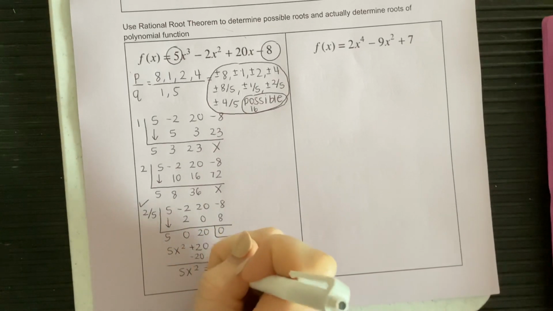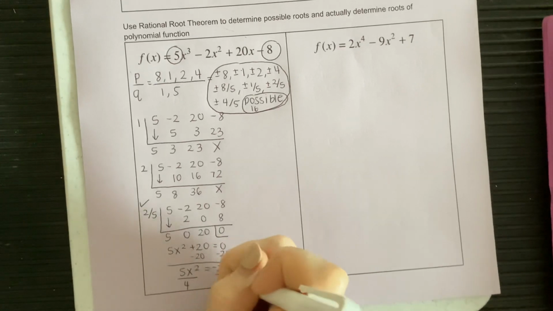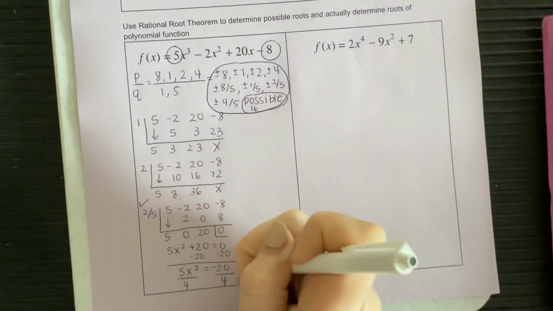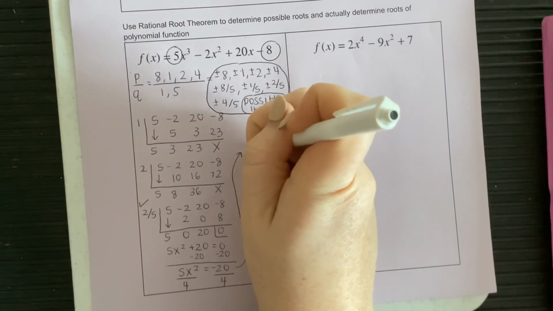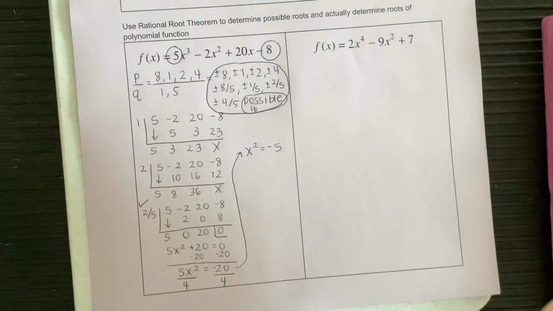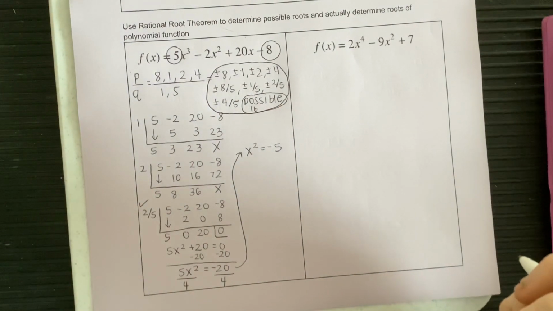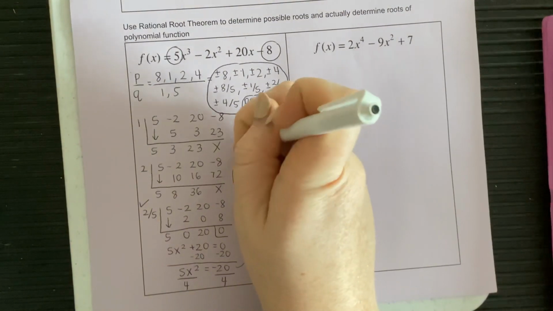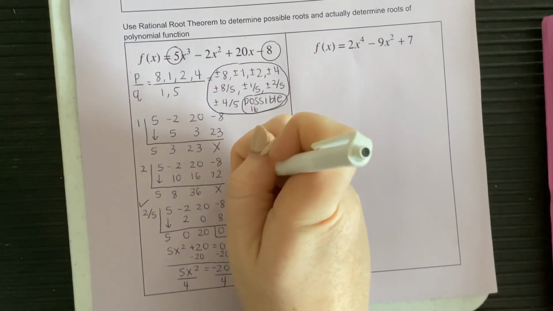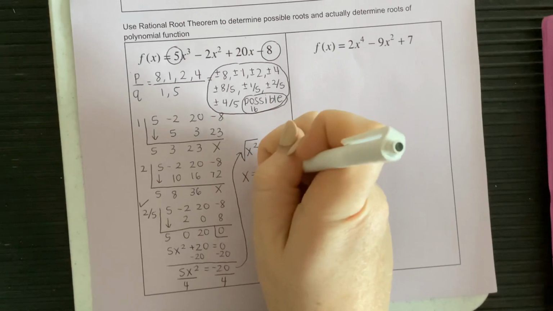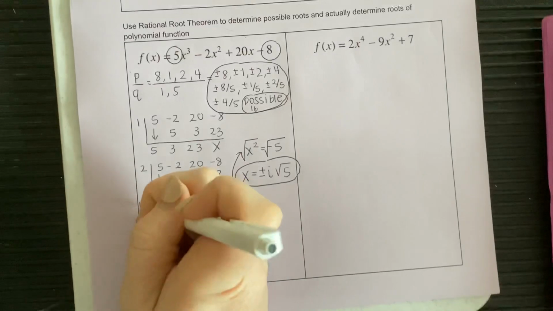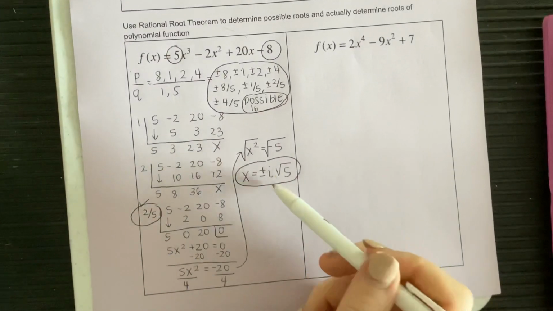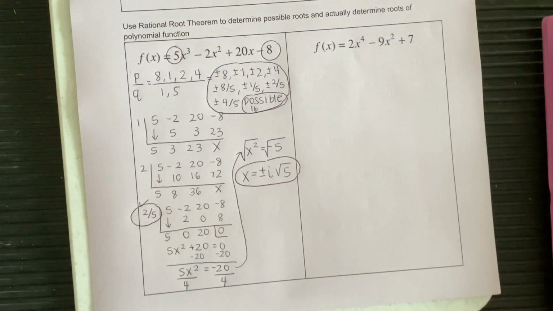5x squared is equal to -20. Divide by 4, divide by 4. I'm going to come up here to finish. So I'm going to get that x squared is equal to -5. Square root of that is going to give you that x is equal to plus or minus i root 5. This is two of your roots. This is one of your roots. So you end up kind of hitting everything.